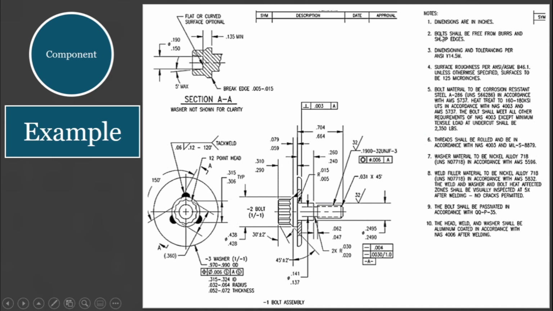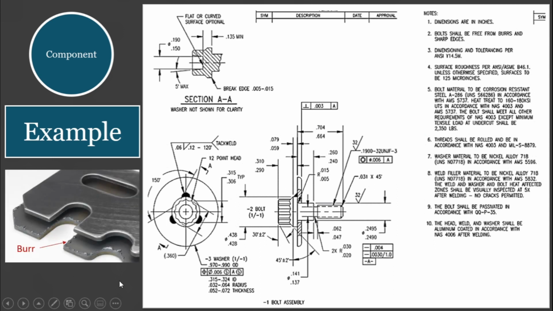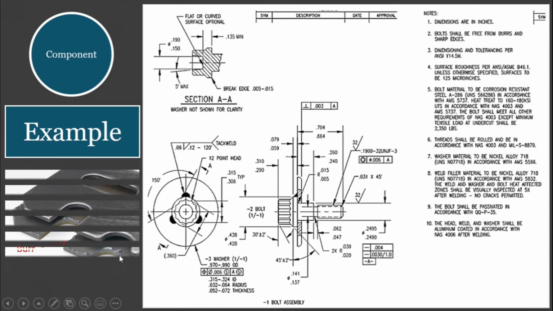Next, it says here, bolts shall be free from burrs and sharp edges. Shown here is a picture of a burr. Burrs are undesired projections of a material beyond the edges of the workpiece, which are usually due to plastic deformation during machining. As such, this note about burrs and sharp edges talks about the surface finish of the bolt.